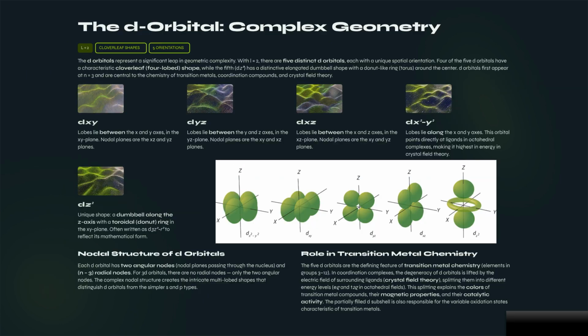The d orbitals, l equals 2, exhibit complex geometry and first appear at n equals 3. There are 5 distinct d orbitals. 4 have a cloverleaf shape, and 1, dz squared, has a unique dumbbell and torus shape. Their nodal structure is complex, and their energy splitting is key to transition metal chemistry.